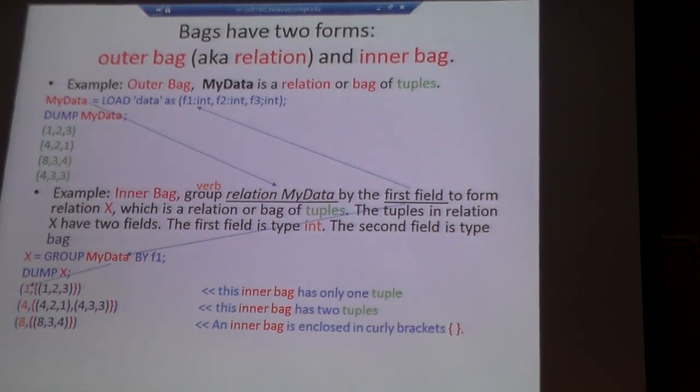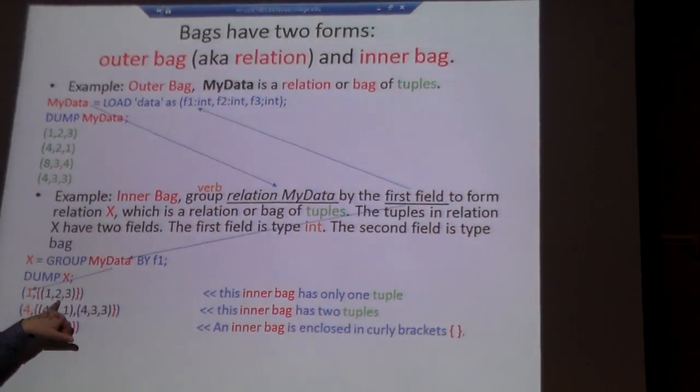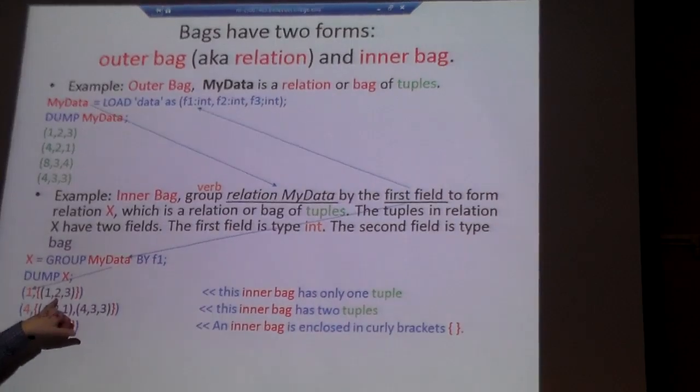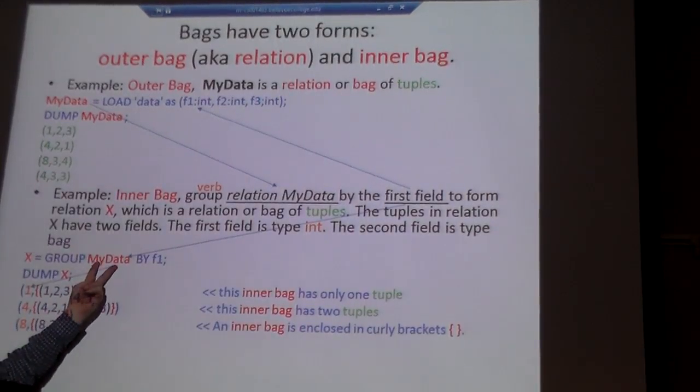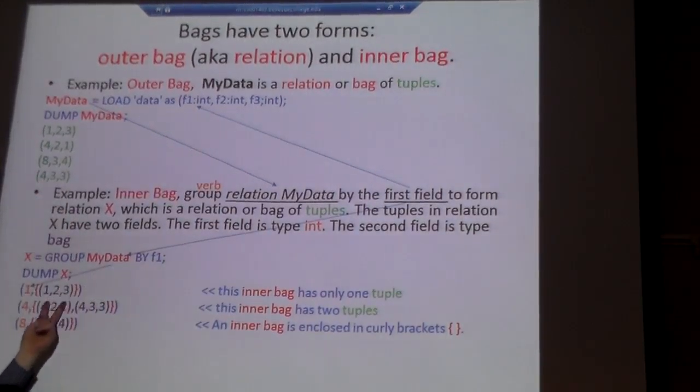Where is the first field defined as being an int, and where is it defined as a bag? That's defined as a bag because you're pulling in my data, and my data is a collection of bags.